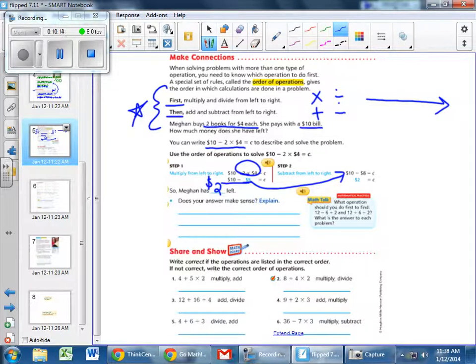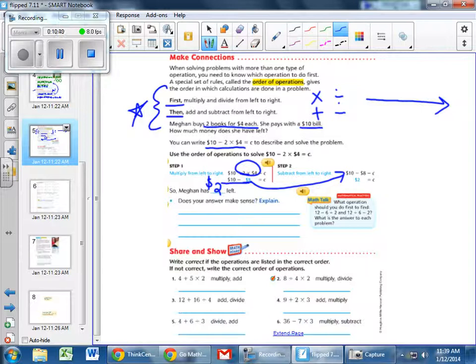Does your answer make sense is where you need to think about this. It makes sense because she has only $2 left. She started with $10, and she bought 2 books of $4 each. Okay, so that's the 2 times 4. You need to figure out how much she spent total first, and then you can subtract from the 10. Okay, so explain if your answer makes sense.